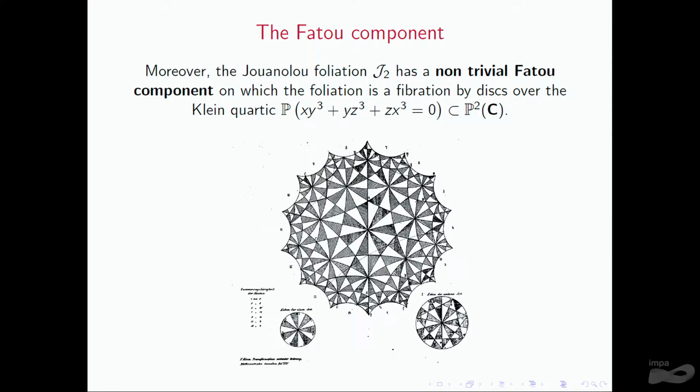So to come back to that Jouanolou foliation, you see that it has this Fatou component. It has a kind of simple dynamics on that Fatou component. This component has full Lebesgue measure, but its complement is a set which is extremely interesting, of zero Lebesgue measure, on which the dynamics is completely chaotic.